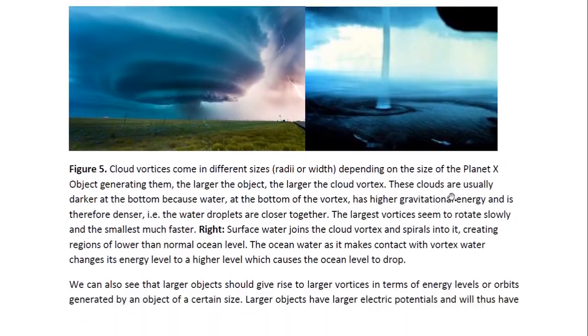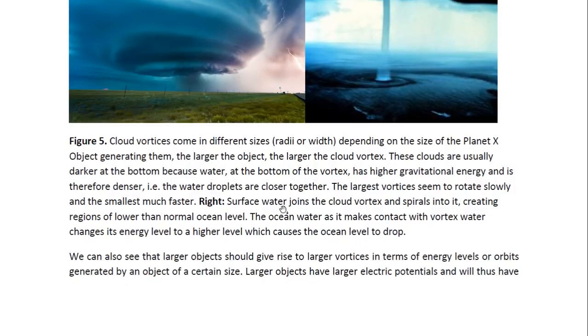So these clouds, as I said, are usually dark at the bottom. And so that means that the water droplets are closer together at the bottom, because the water at the bottom has gained more gravitational energy. So the largest vortices also seem to rotate slowly and the smallest much faster. These large vortices rotate slowly, and these ones, and that's why tornadoes produce these extreme high winds, rotate much faster. And on the right, what we have is surface water, which joins the cloud vortex and spirals into it.